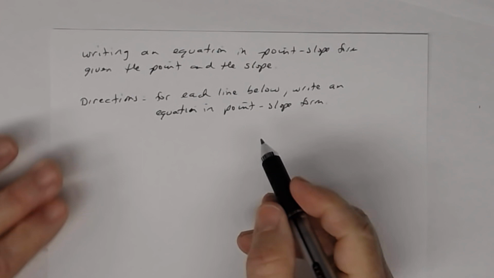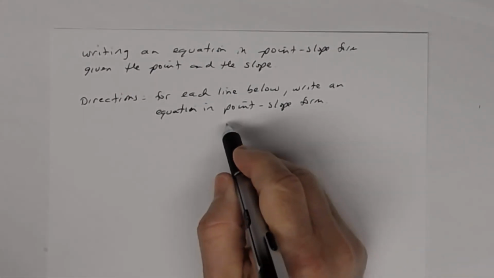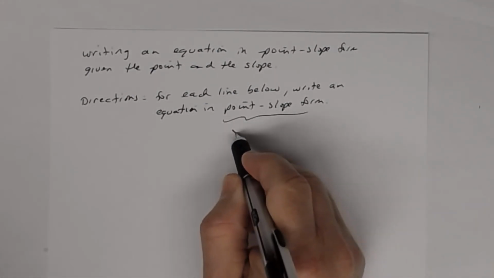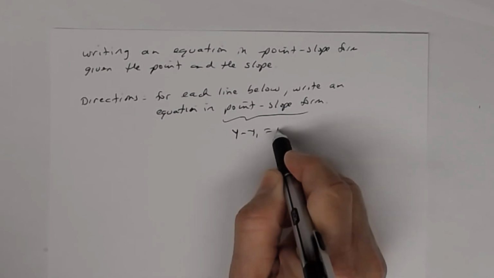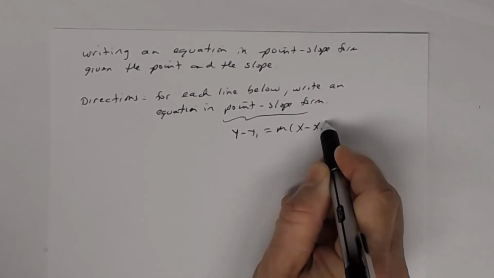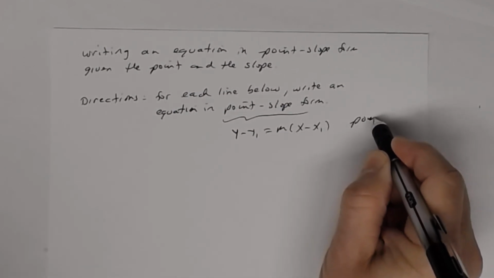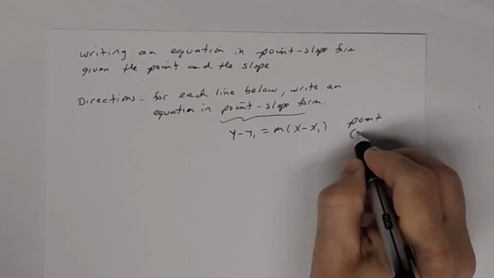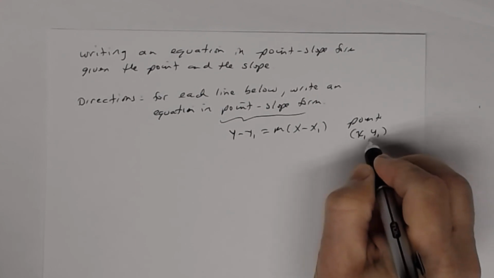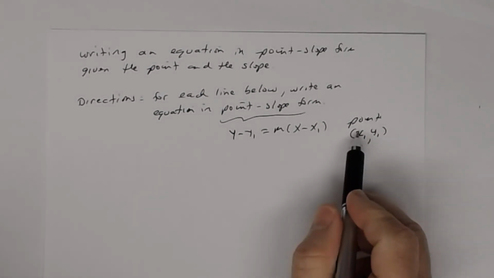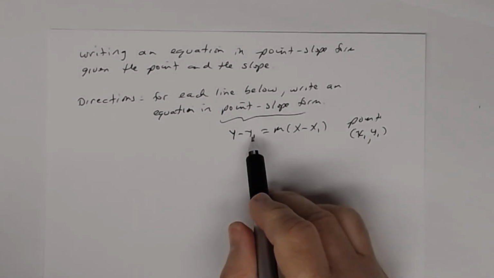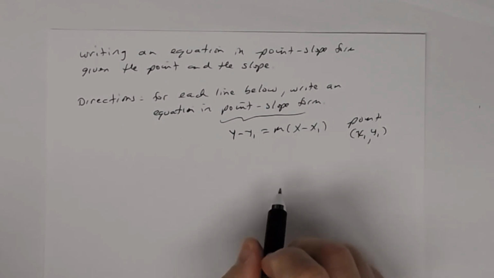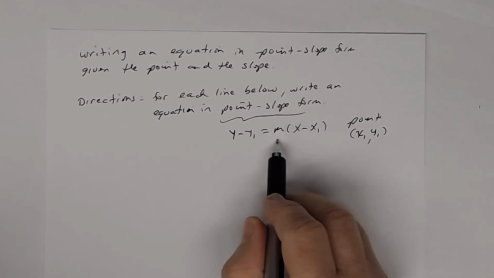You have to remember point-slope form: y minus y1 equals the slope times x minus x1, where the point we're referring to here we're going to label x1, y1. Whatever this point is, you're going to substitute into x1 and y1. And you're given the slope as well.